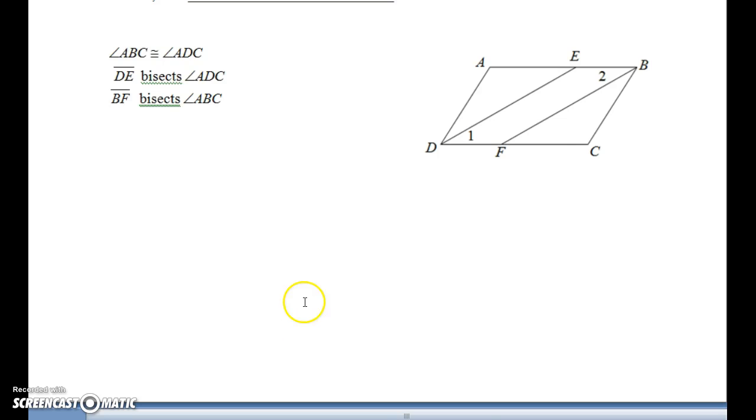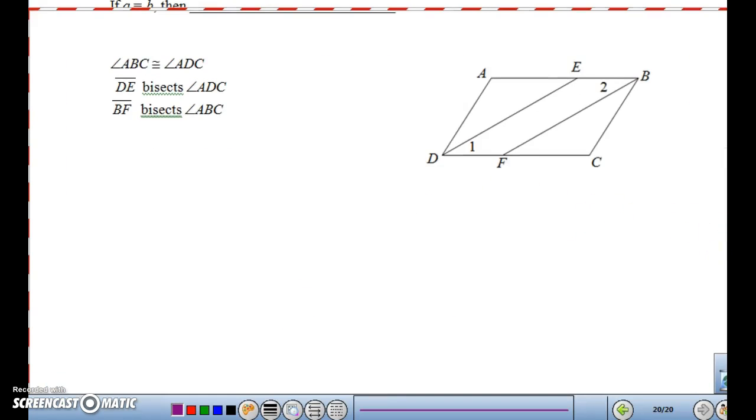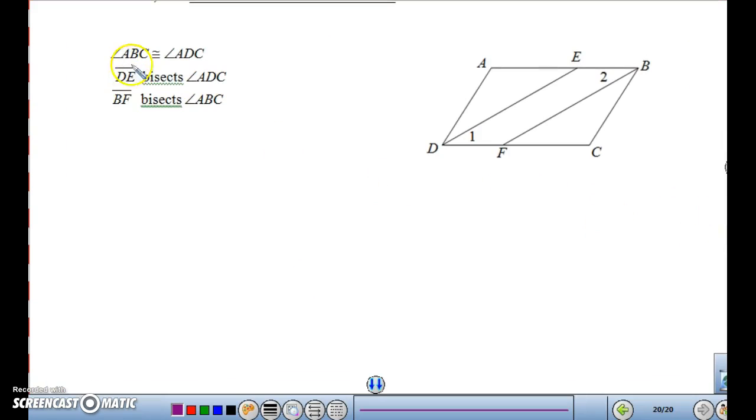Now let's look at how the division postulate applies if we're dealing with angles and segments. We are given that angles ABC and ADC are congruent. So ABC, which is this angle right here, is congruent to angle ADC, right here. Then we are given that the segment DE, this segment right here, bisects angle ADC, and also BF, this segment here, bisects angle ABC.